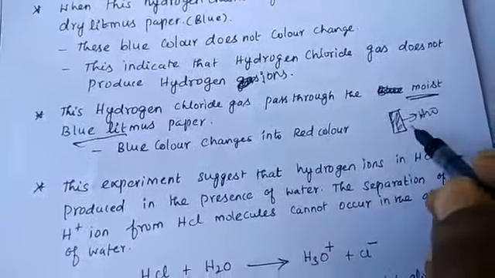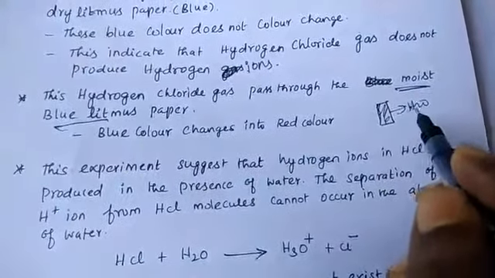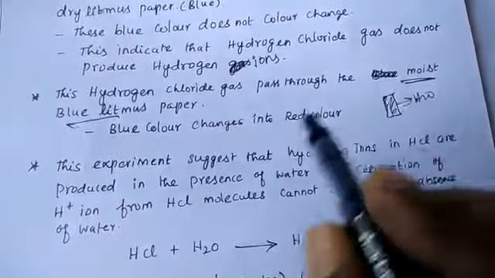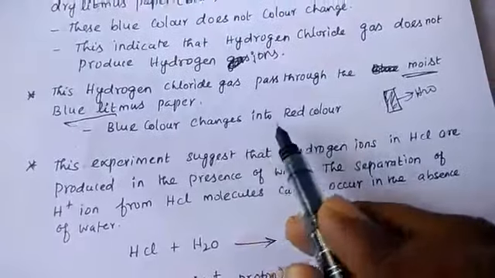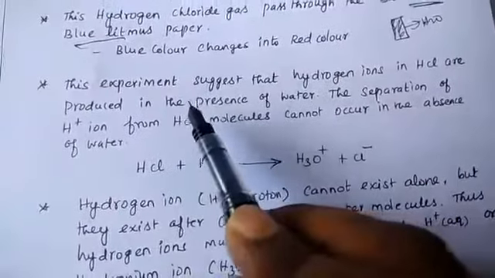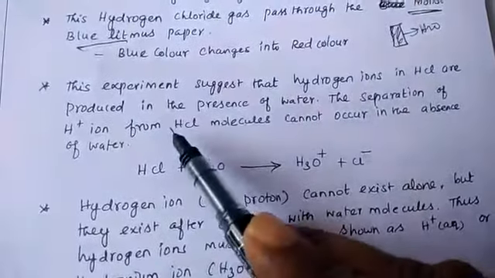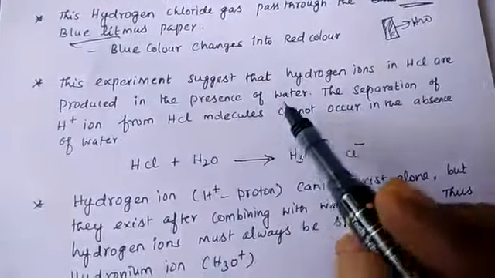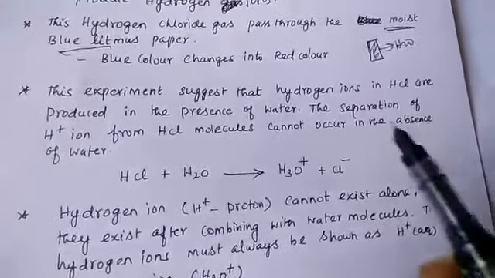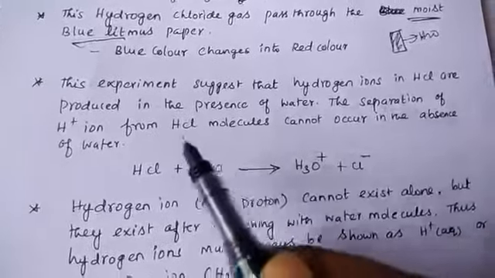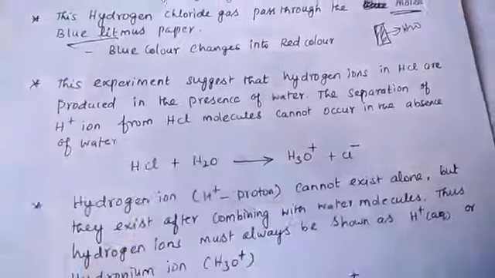That is a moist litmus paper. This hydrogen chloride gas reacts with the moist litmus paper containing water to produce H plus ions. Now the acid forms, and the blue color changes into red. This experiment suggests that hydrogen ions in HCl are produced in the presence of water. Mainly in the presence of water, H plus ions are produced. The separation of H plus ion from the HCl molecule cannot occur in the absence of water.